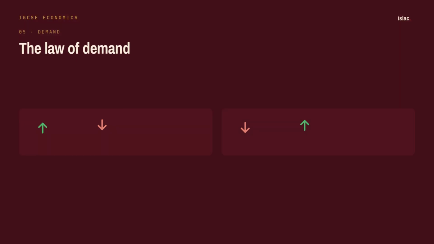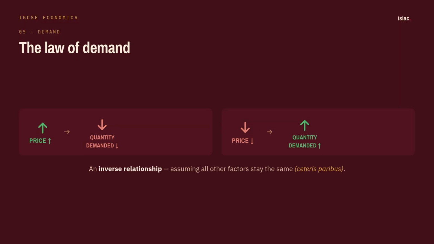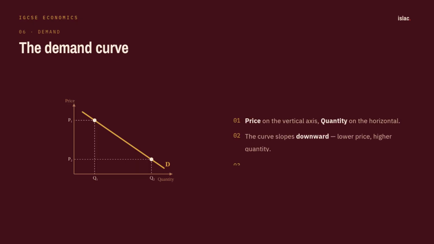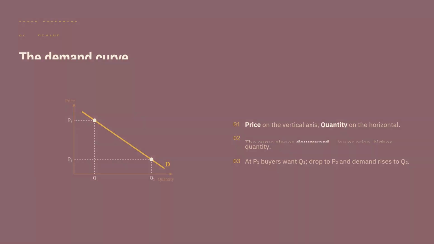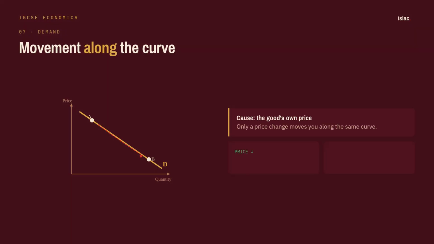The law of demand says that, holding everything else constant, price and quantity demanded move in opposite directions. When price rises, quantity demanded falls, and the reverse. When we plot price against quantity, the demand curve slopes downward from left to right. That downward slope captures the inverse link between price and quantity demanded. A change in the good's own price simply moves you along the same demand curve. We call this an expansion or a contraction of demand, not a shift.